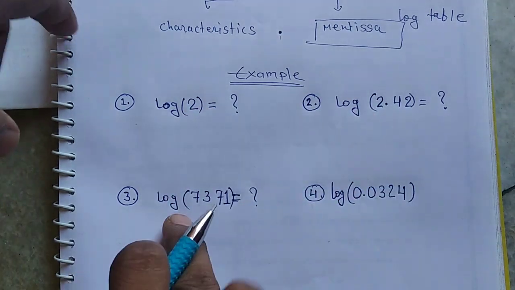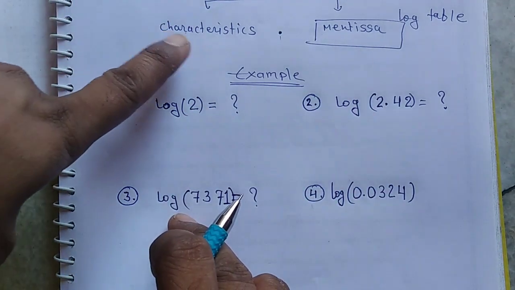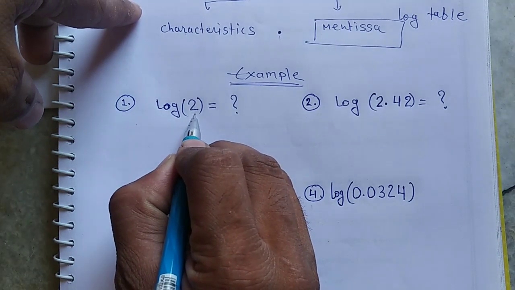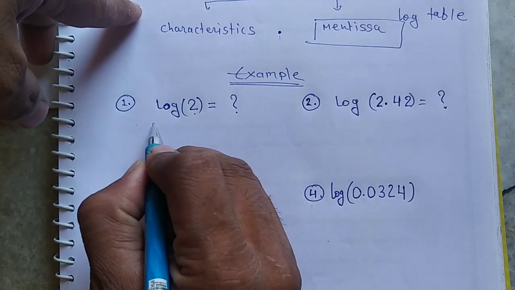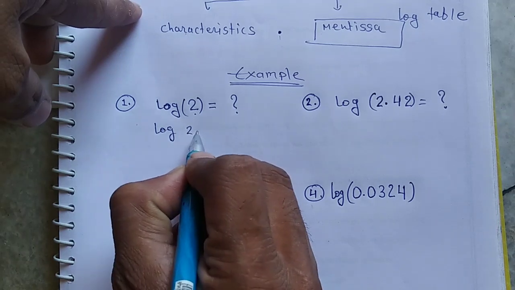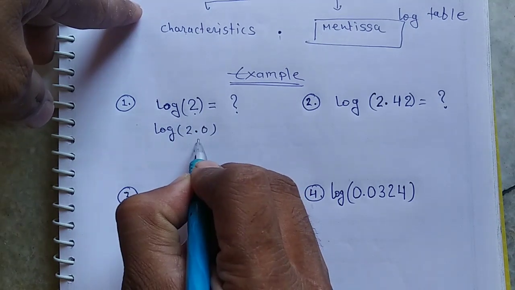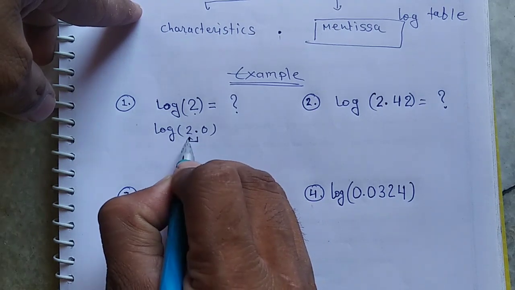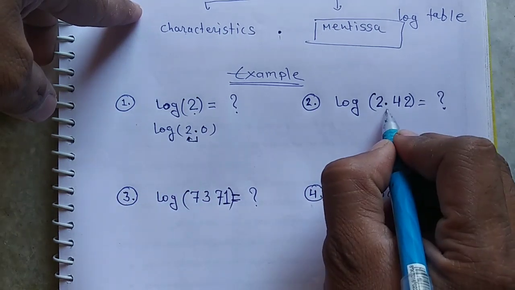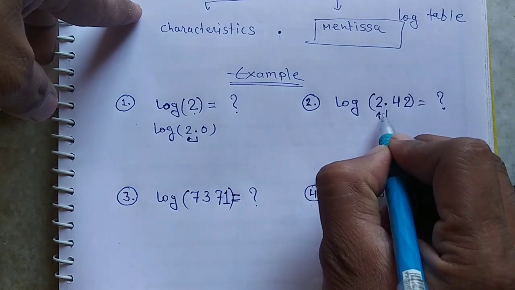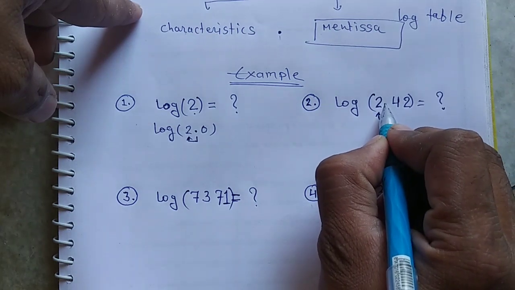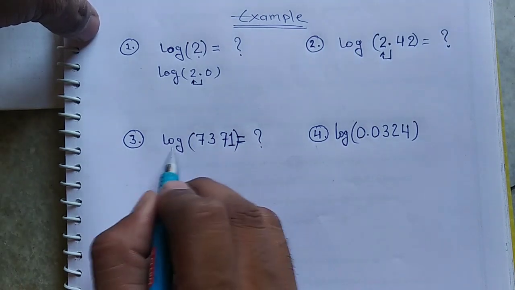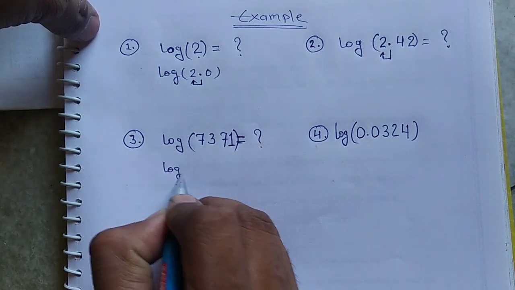Let us take these few examples to understand. Let us find the characteristic first. In this example, we are to find the log of 2. There is no decimal, so we can write it like 2.0, and you can see there is one digit before the decimal. In this example you can also see one digit before the decimal. Already the decimal is given, so we don't need to put it in such a form, but over here you can see we need to put it.